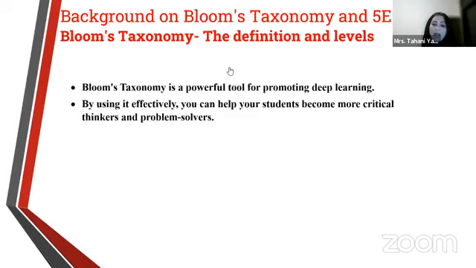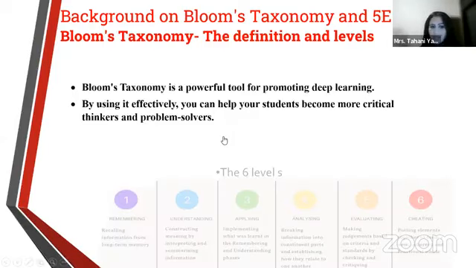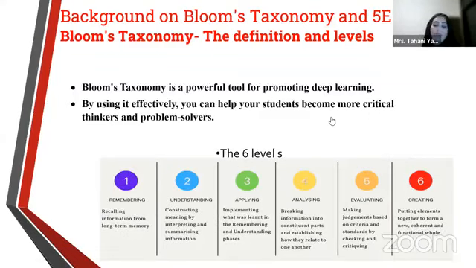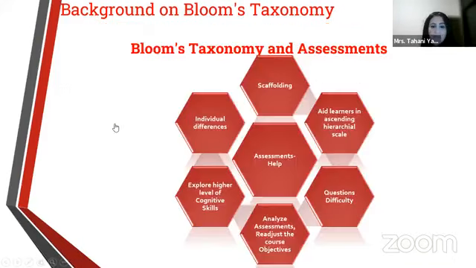All right, so let me move on. These are the 6 levels we were talking about. It's very important that we include them all in the classroom. And before I move on, I just want to show you, here we just put ideas about how Bloom's taxonomy can help in assessment. It helps a lot in assessment, in your classroom organization.